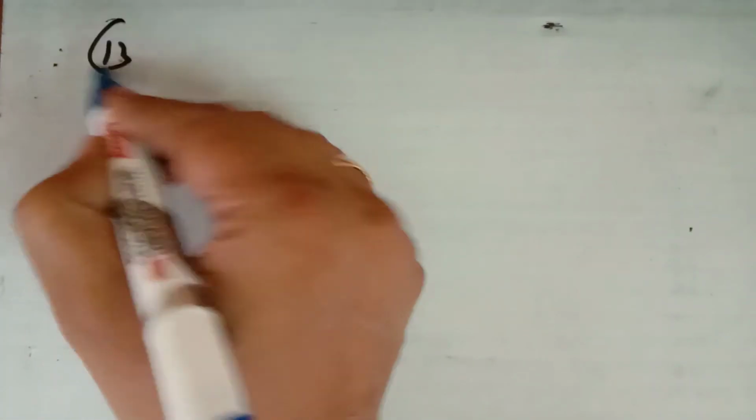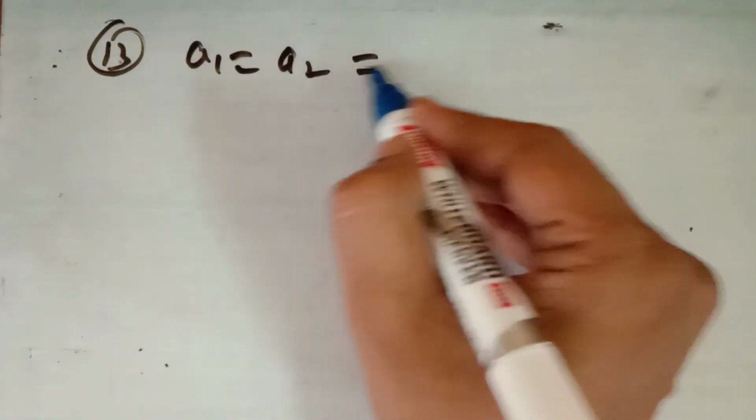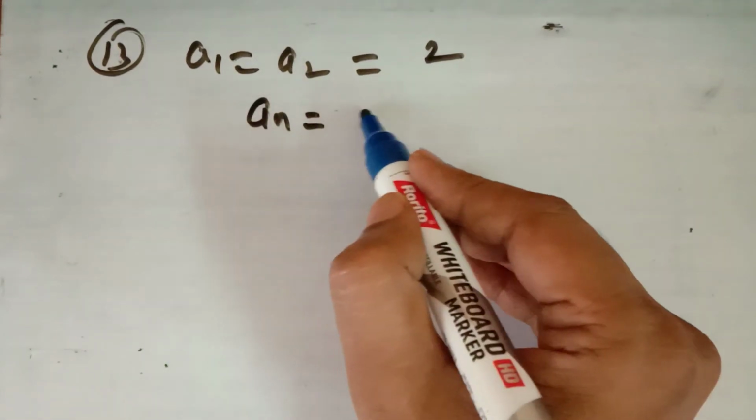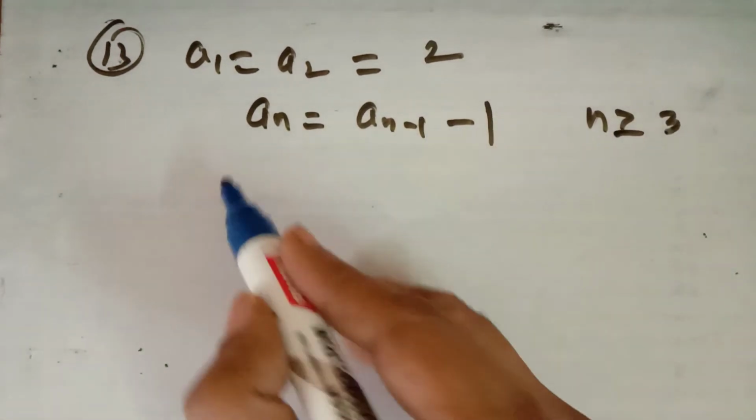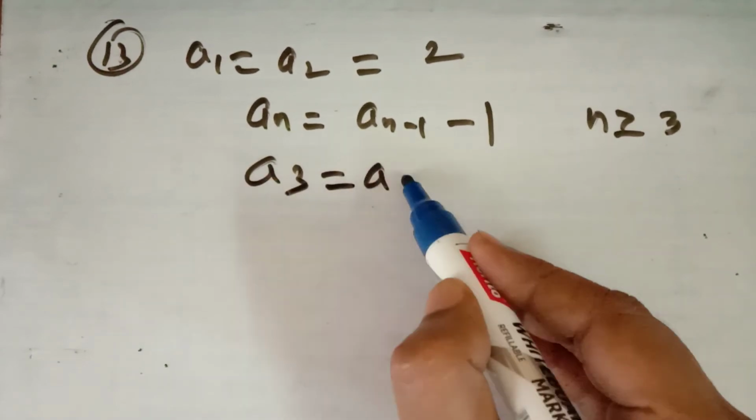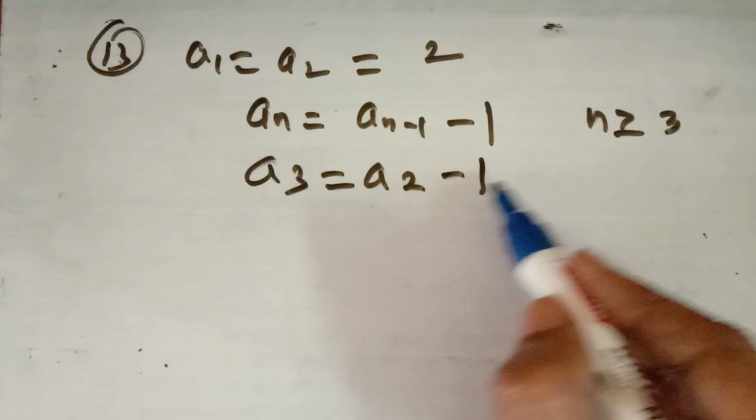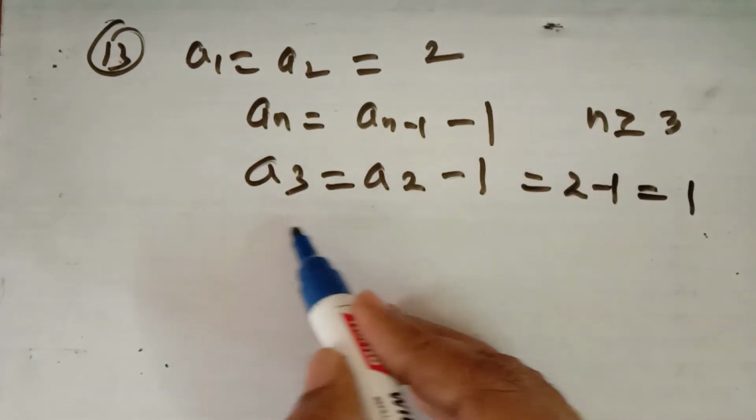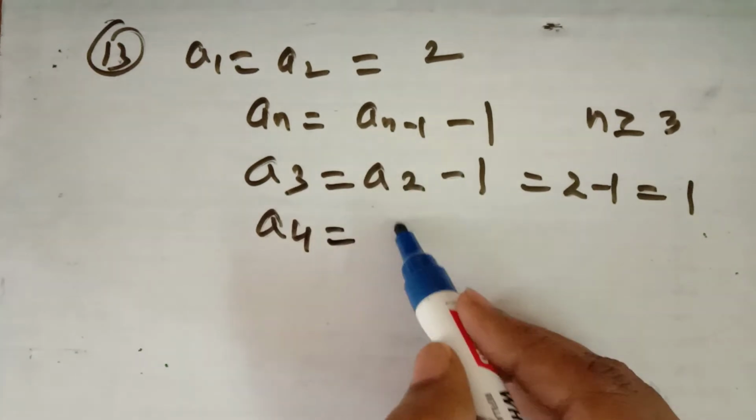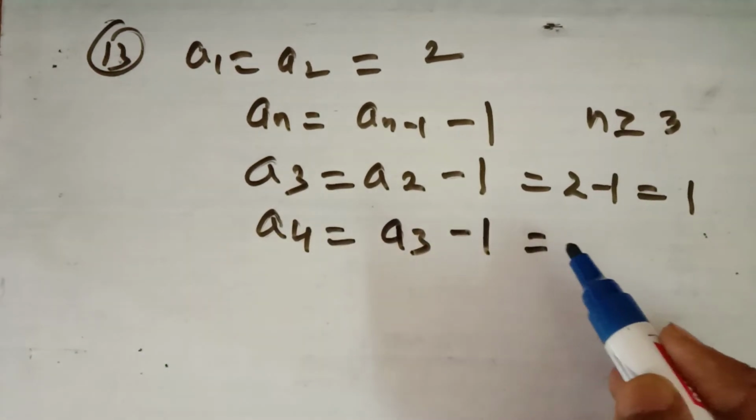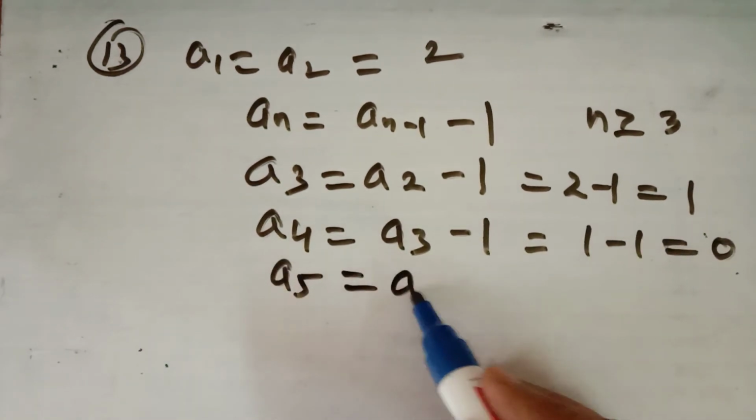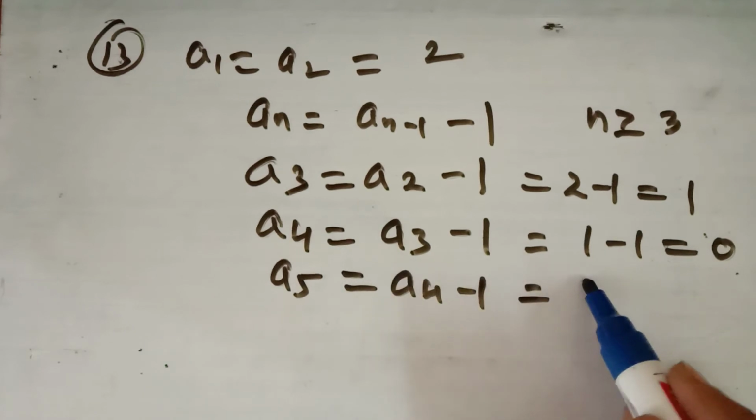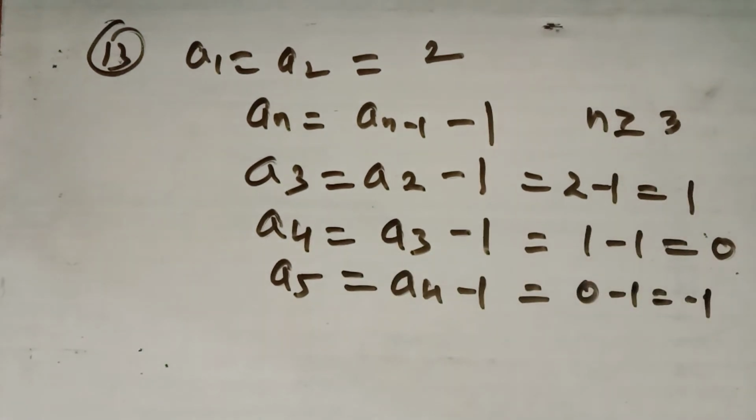Now in question number 13 also, a1 and a2 are given as 2 and a(n) is given as a(n minus 1) minus 1 and n is greater than or equal to 2. So it means you have to take a3. So a3 will be 2 minus 1, a2 is given as 2. So 2 minus 1 is equal to 1. Then a4 will be a3 minus 1, that is a3 is 1, 1 minus 1 is 0. Then you have to find a5. a5 will be a4 minus 1, that is 0 minus 1, that is minus 1. This is an easy question.